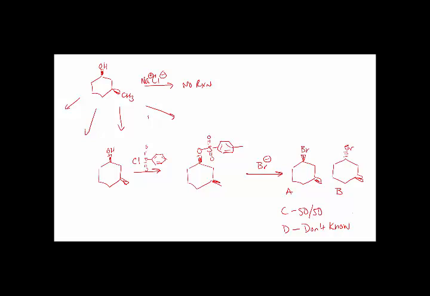Which step? We don't know if it's 50-50. So if we take this and make it a tosyl chloride and react it with Br minus, what do we get? A, B, C, or don't know? The don't know is the option if you don't know. Then I can gauge where everybody's at.